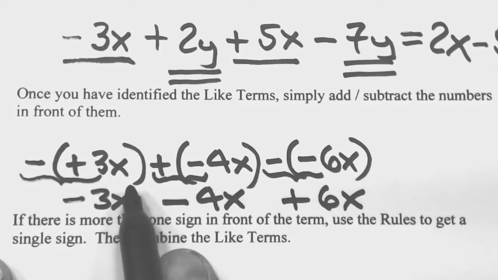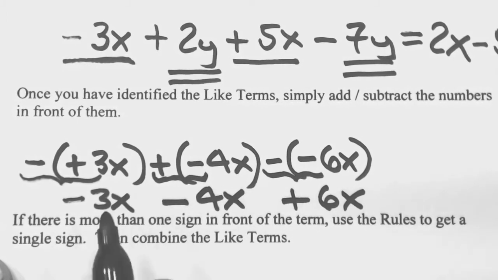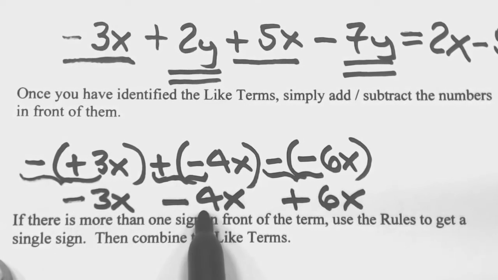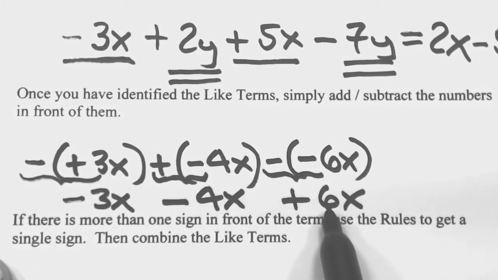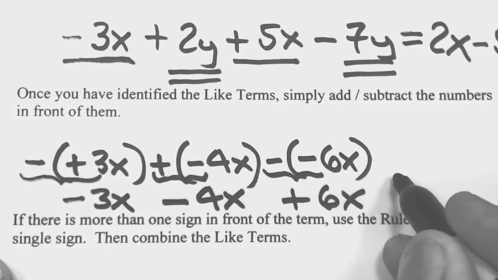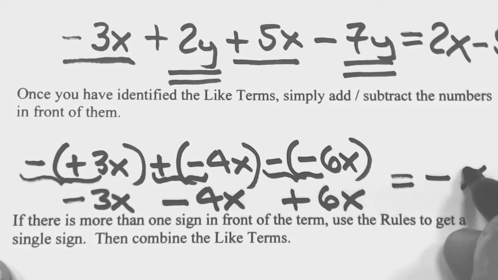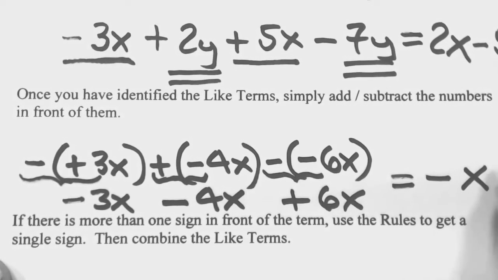These are all like terms. They're all x to the first power here. Remember, if you don't see a power, you assume it to be 1. The total negative part is 7: negative 3 and negative 4 give me negative 7. The positive part is 6. Negative wins by 1. So the answer is negative 1x, which I could write just as negative x.